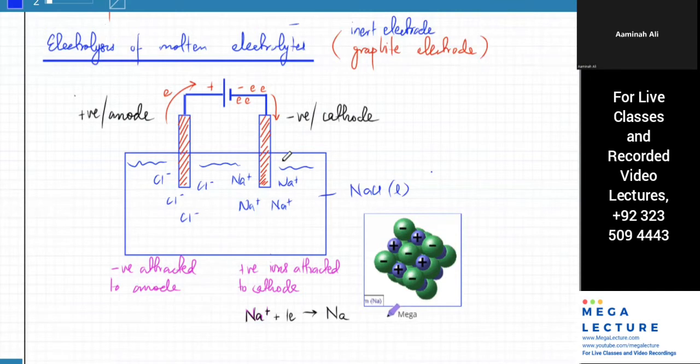Is this reduction or oxidation? This is reduction. At the cathode, it's always reduction that happens. In this case, it's reduction of sodium ions. And then on the other side, you got your negative anode. So what will happen to the Cl minus ones over there?